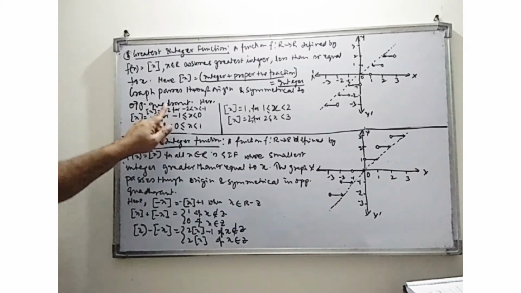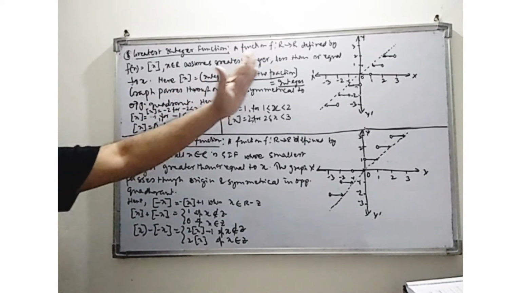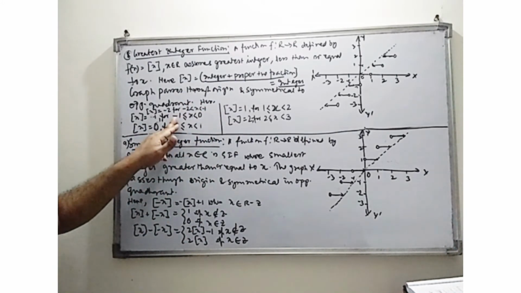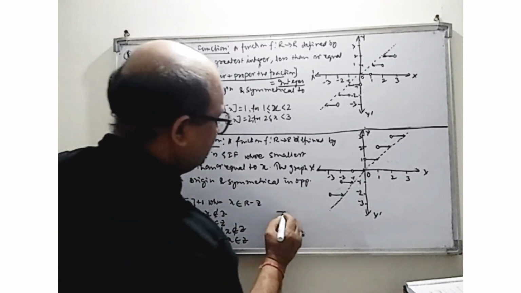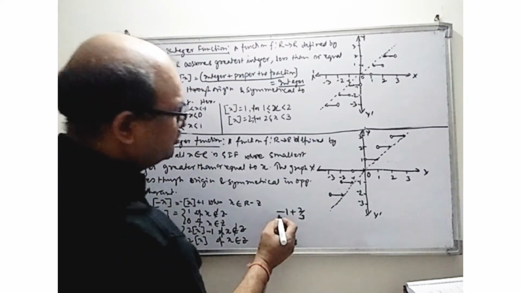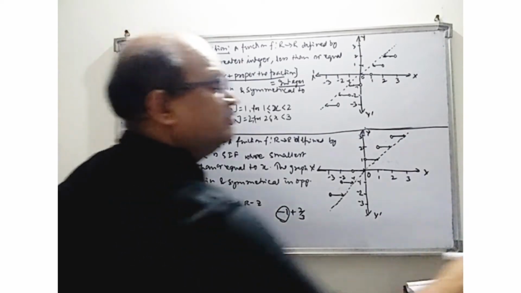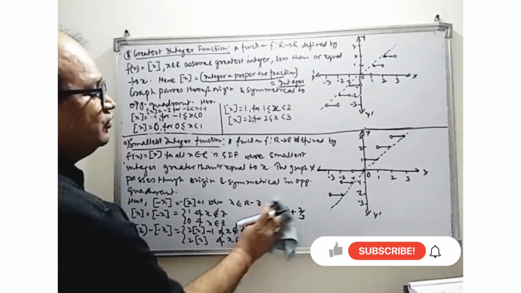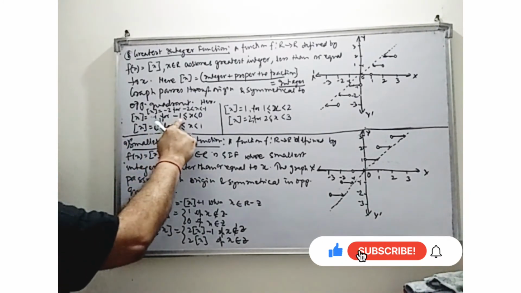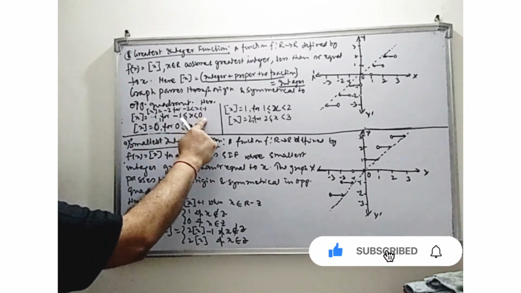What did I tell? The integer plus a proper positive fraction. So here it comes -1. Suppose it is -1 plus 2/3. If it is that, that means we will take -1. Positive fraction, so we will go for -1 only. So -1 is less than x less than 0.